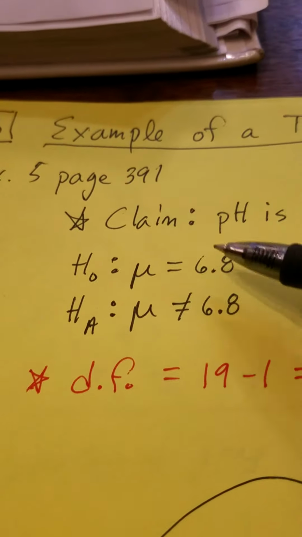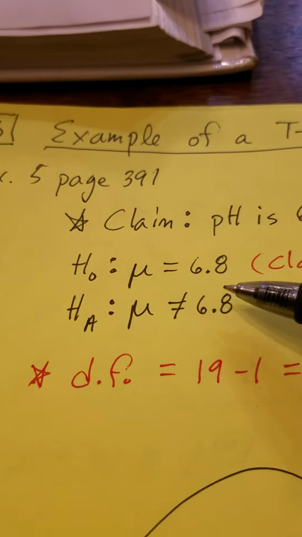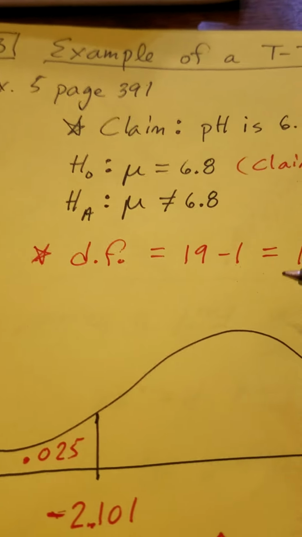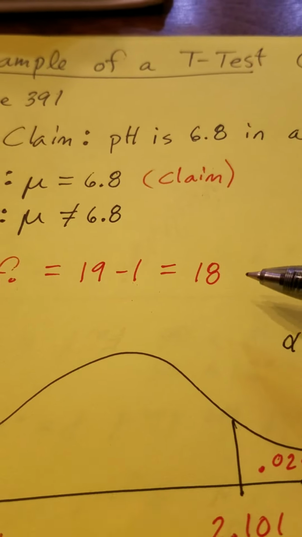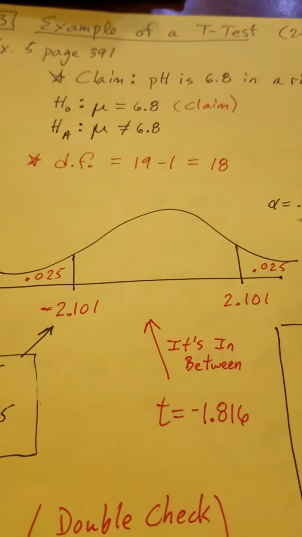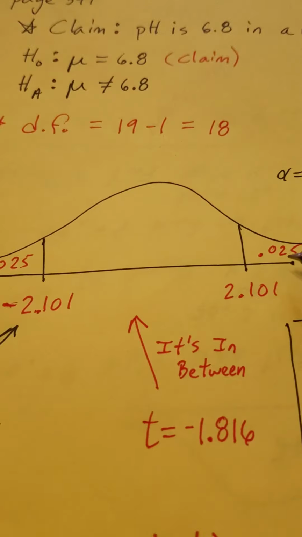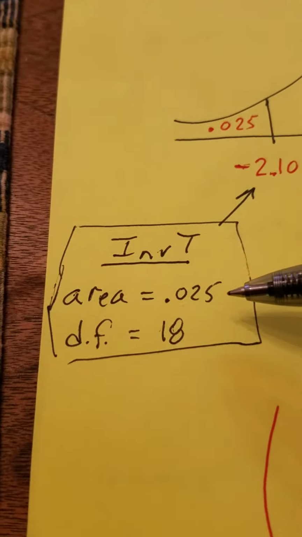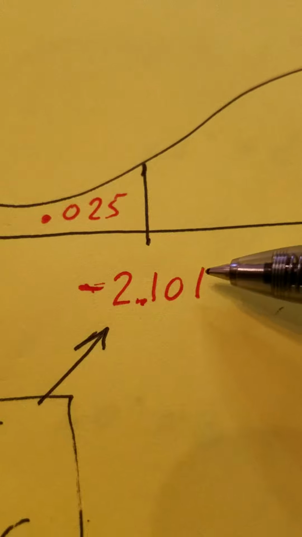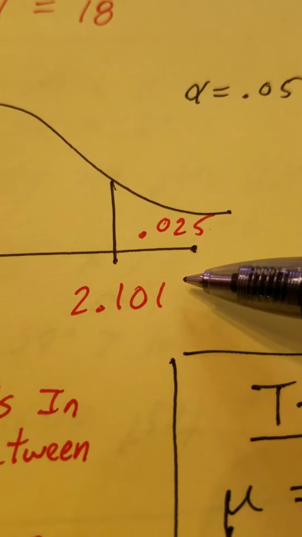So here are the statements. Step 1 I like to do is set up the statements. Identify the claim. It's the null. Next, because it's a t-test, I'm going to find the degrees of freedom. That's 18. Then I'm going to draw a sketch. Now I have to split the 0.05, that's the level of significance, right? I got to split that. Then I use that with the degrees of freedom with inverse T to find this lower critical value, and then I just use the positive for the upper critical value.